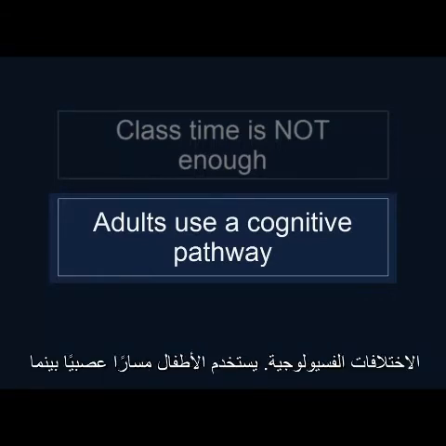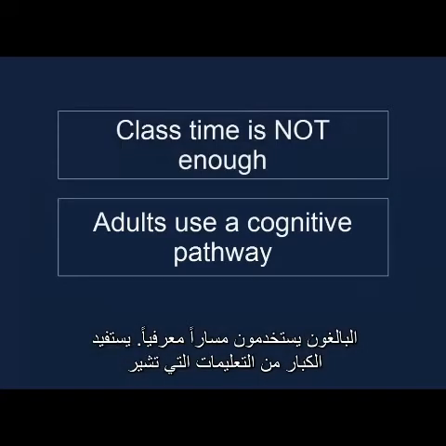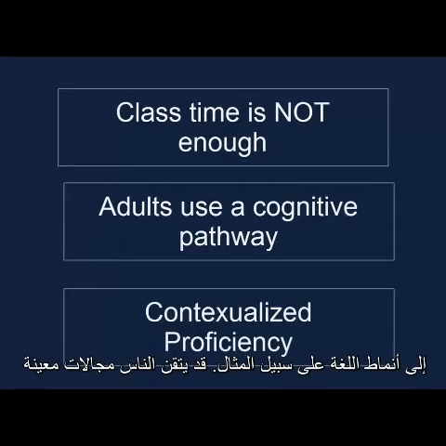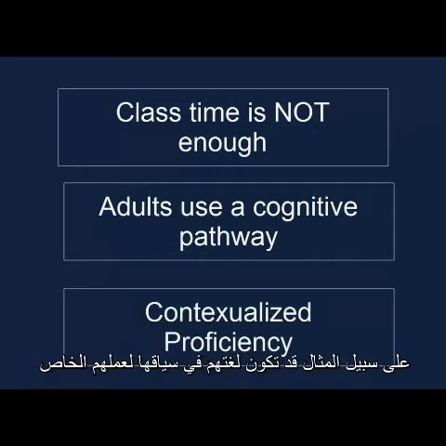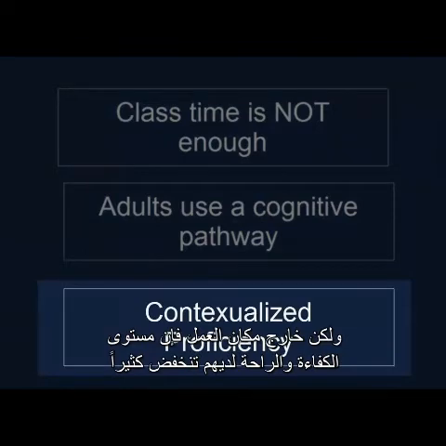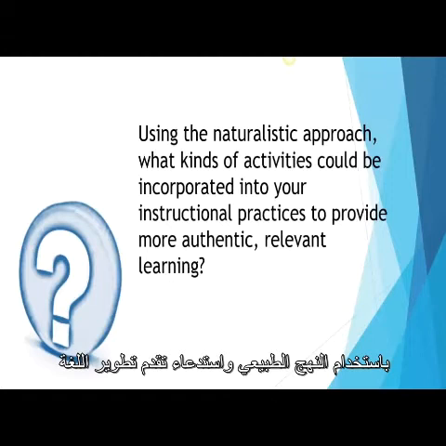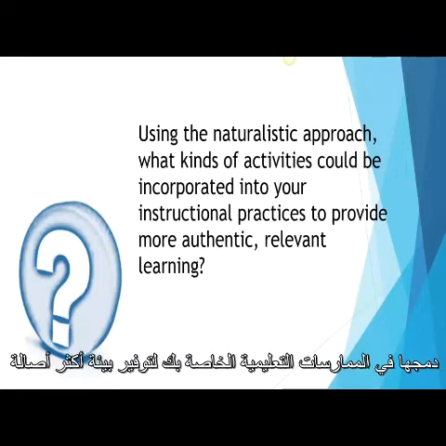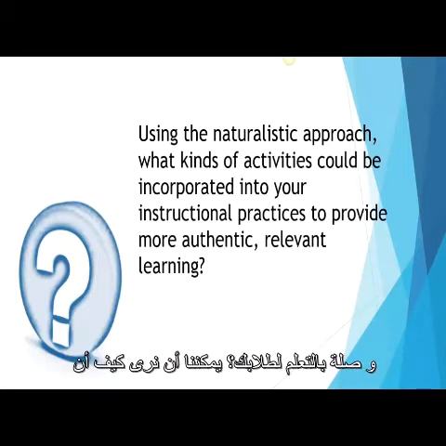Children use a neurological pathway, whereas adults are using a cognitive one. Adults benefit from instruction that does point out language patterns, for example. People may have proficiency in certain areas. For example, their language may be contextualized for their particular work, but outside of the workplace, their proficiency and comfort level are much decreased. Using the naturalistic approach and recalling the language development progression we have discussed, what kinds of activities could be incorporated into your instructional practices to provide a more authentic, relevant learning environment for your students?